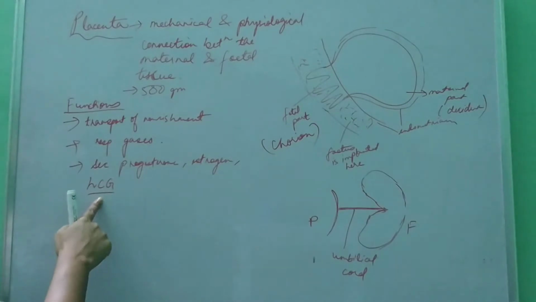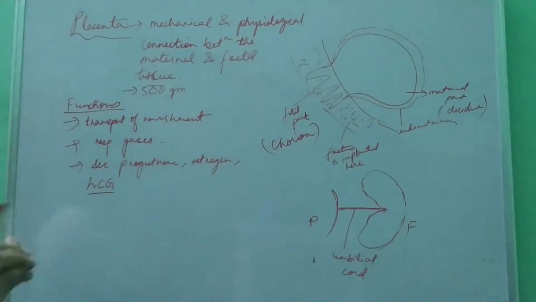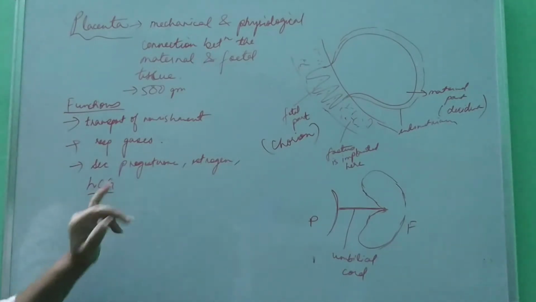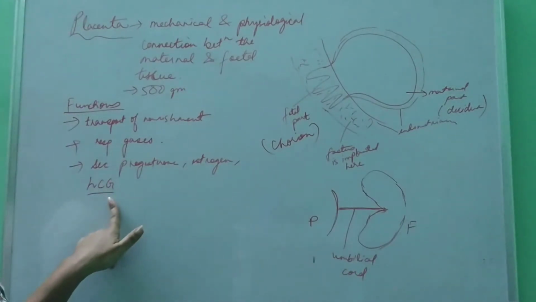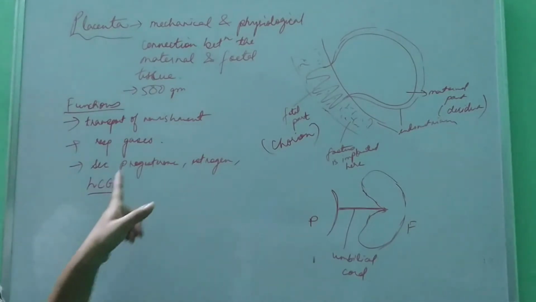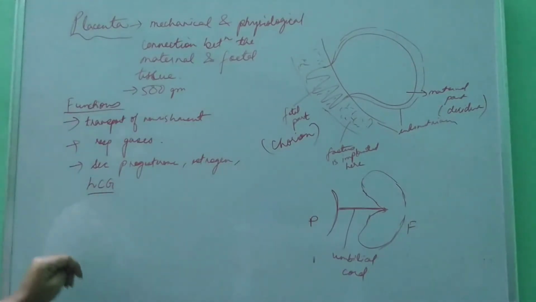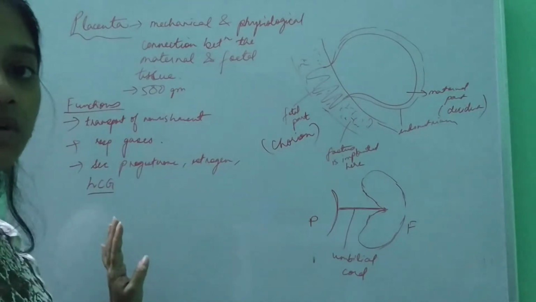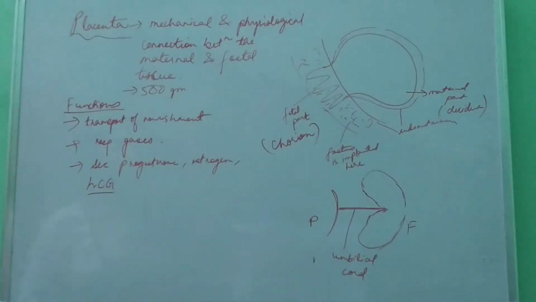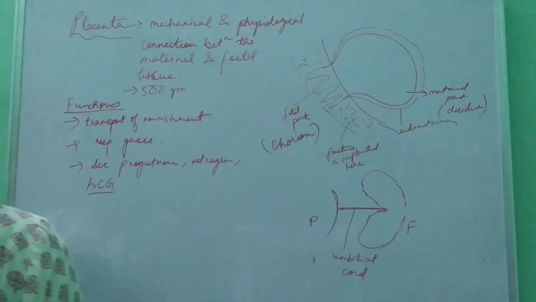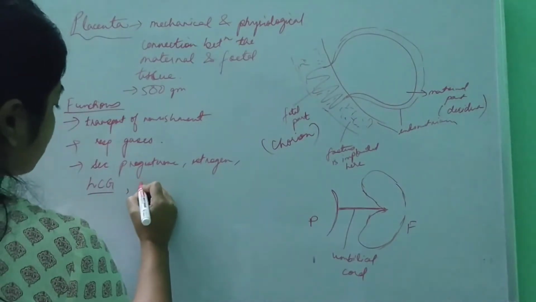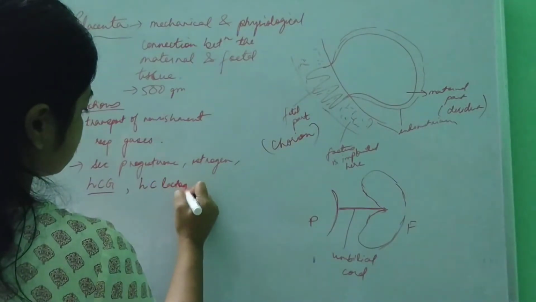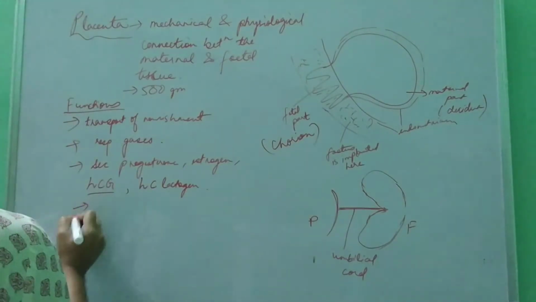This hormone is tested in a pregnancy test. If this hormone is present, that means the woman is pregnant. So this hormone is important in case of pregnancy. In other females this hormone is not present, only in pregnant females. The next hormone is human chorionic lactogen. This is also secreted by placenta.